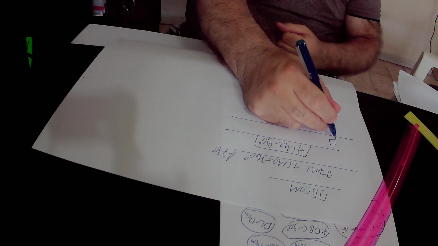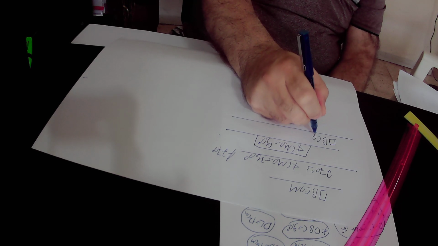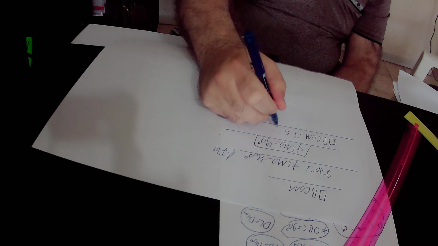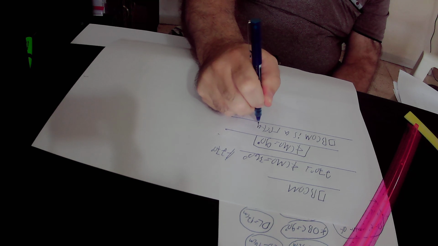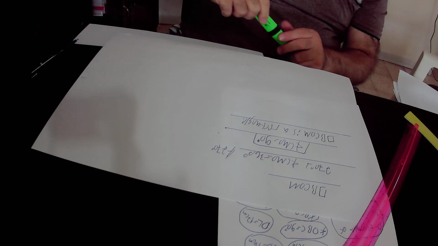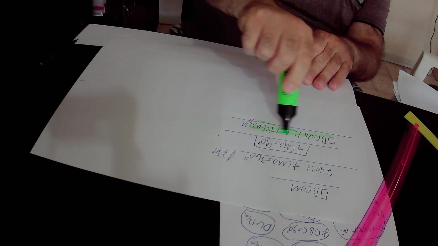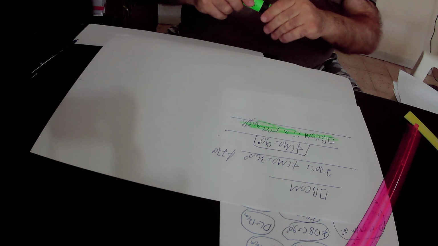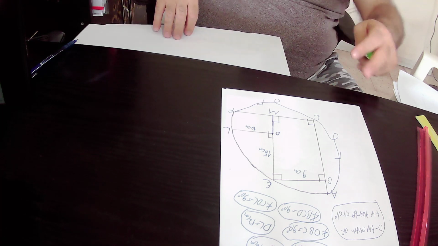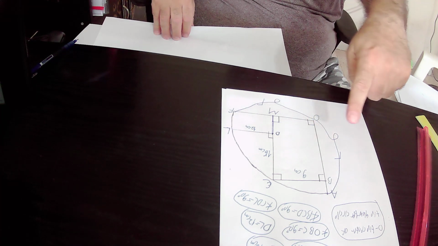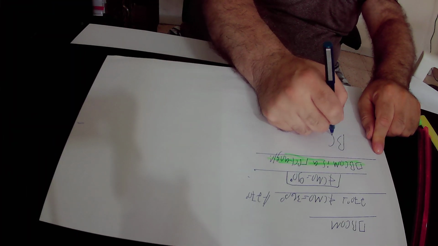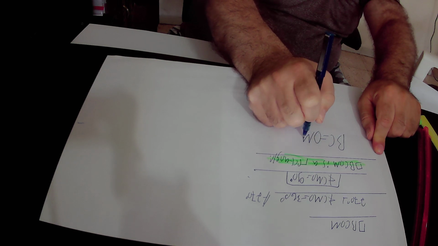Quadrilateral BCOM is a rectangle. Why? Because it has 4 right angles. Okay? Quadrilateral BCOM is a rectangle. And we also know that the opposite sides of a rectangle are equal to each other. So in rectangle BCOM, side BC must be equal to side OM, according to the rule that the opposite sides of a rectangle are equal to each other.